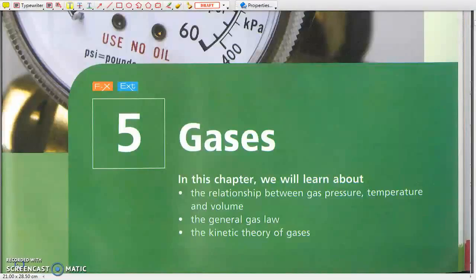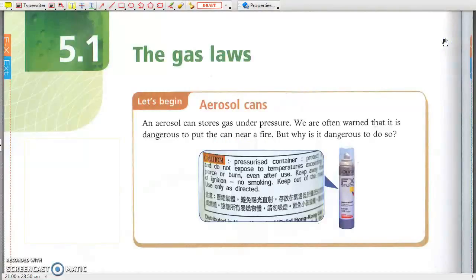Chapter 5 Gases, 5.1 The Gas Laws. In this chapter, we will study the behavior of gas. We will find the relationship between gas temperature, volume, pressure, and the mass of gas.